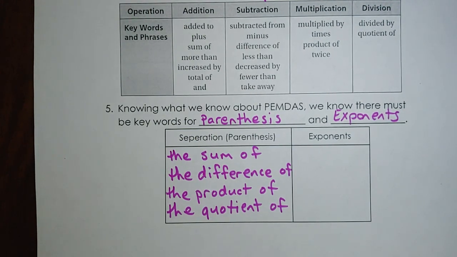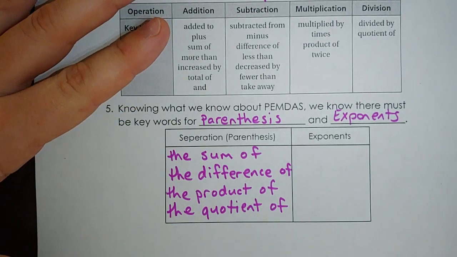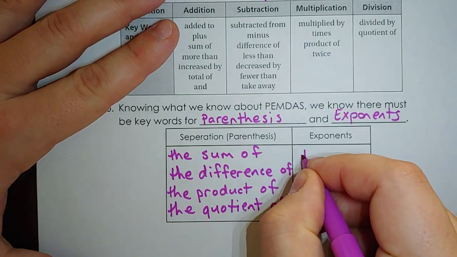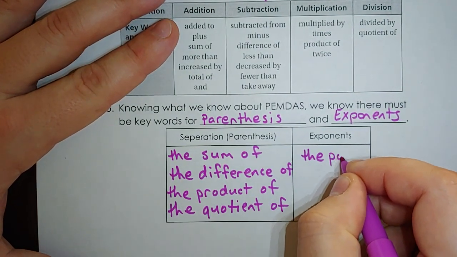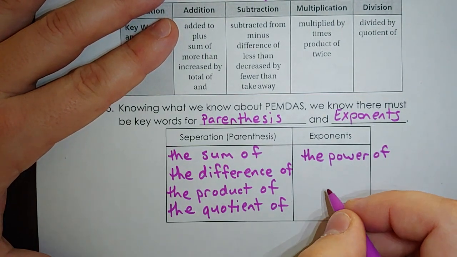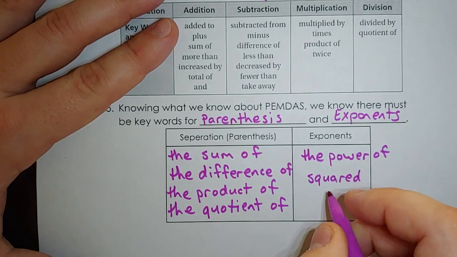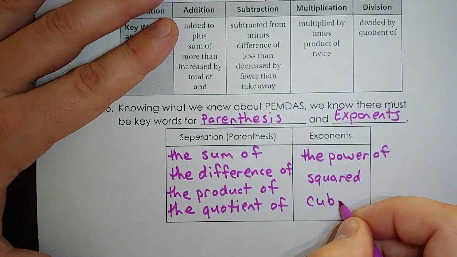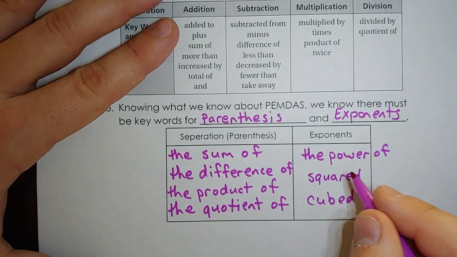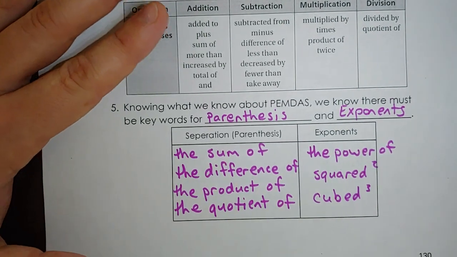All right, so for exponents, we're on page 132 in our books. Exponents can be written as the power of, squared, or cubed. Squared is to the second and cubed is to the third, okay?